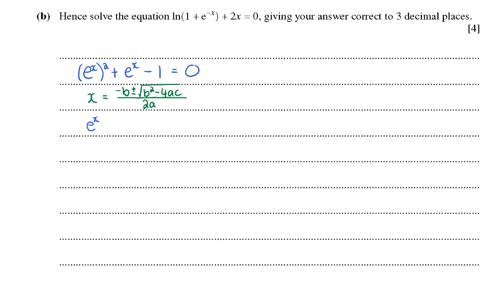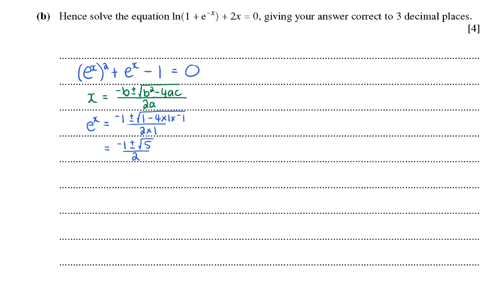So e^x is equal to -1 plus or minus the square root of 1 squared, which is 1, minus 4ac, 4 times 1 times -1, all divided by 2 times 1. All right, that simplifies to (-1 ± √5)/2. We need to be a little careful with this, because some answers are not possible. So we need to think about what is happening and see if all the answers are possible.